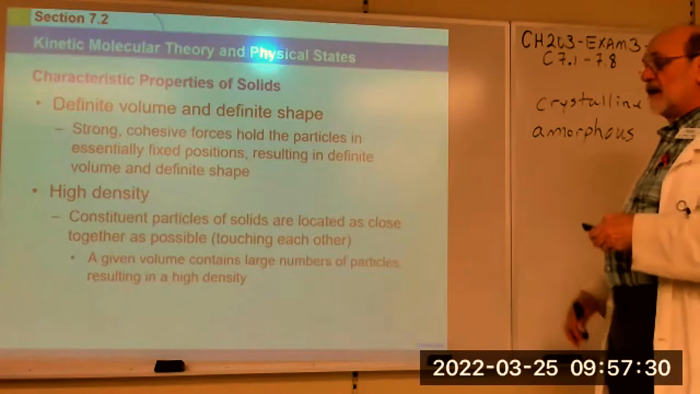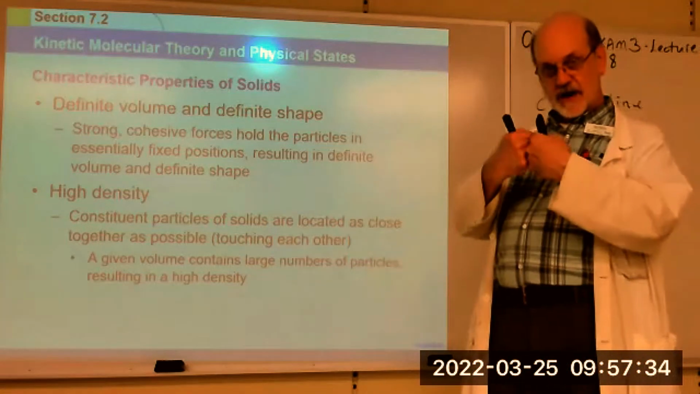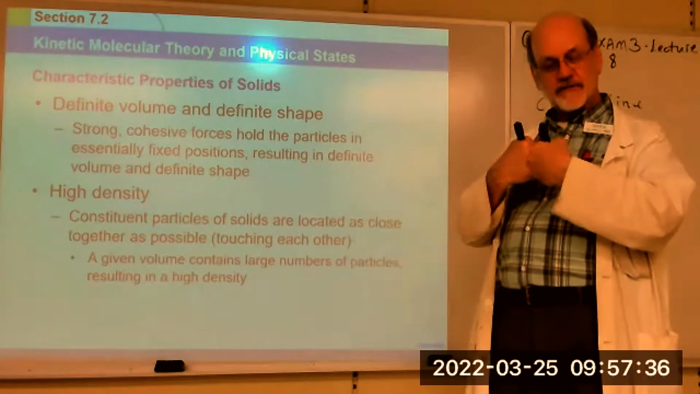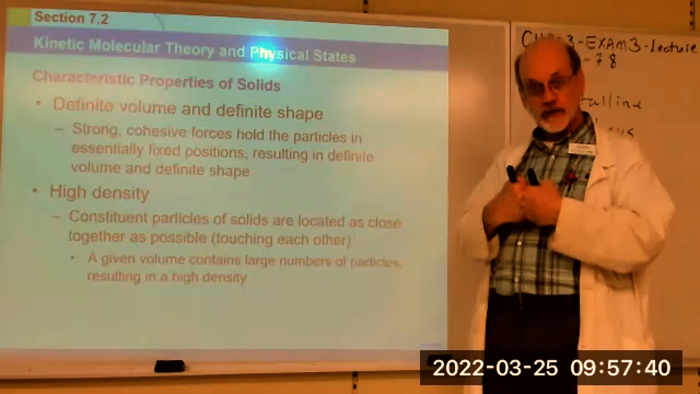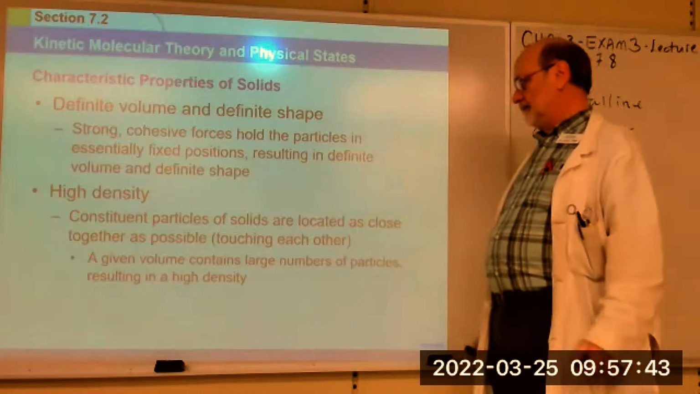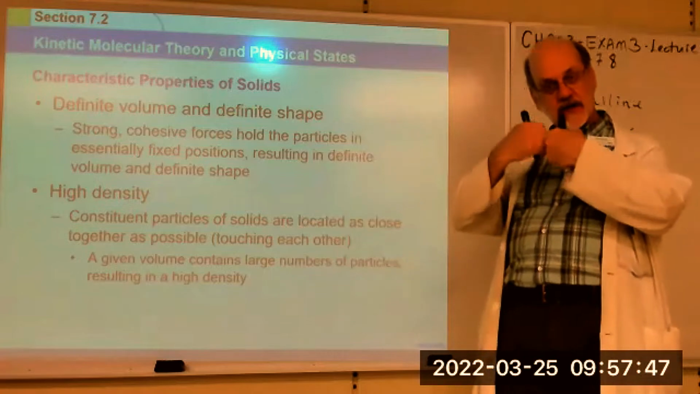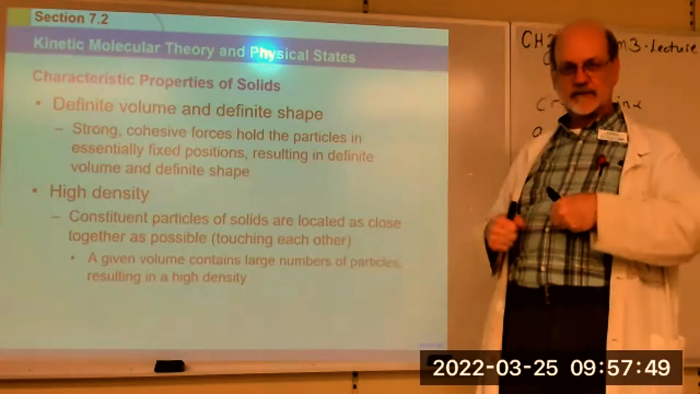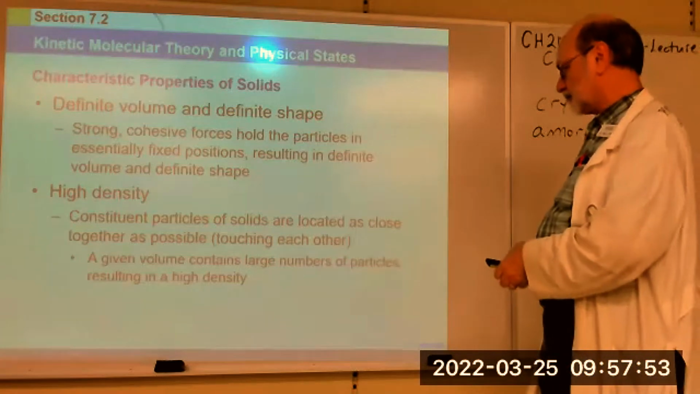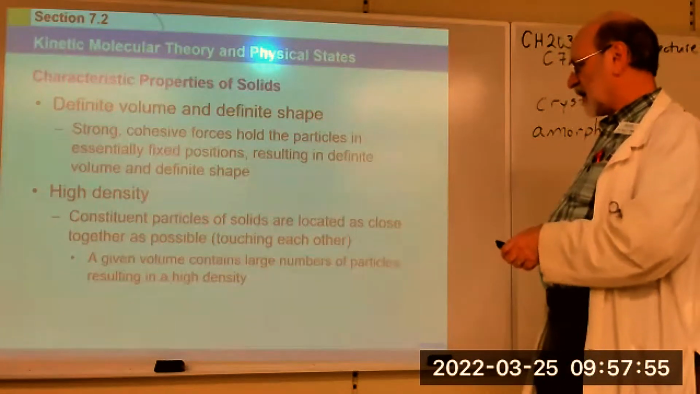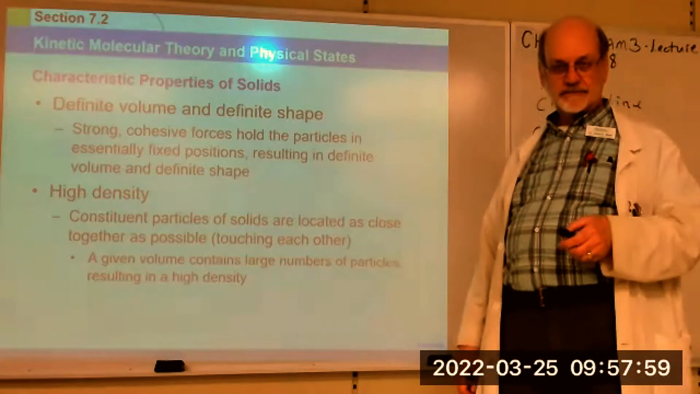So for that reason, solids have a definite volume, right? Because they have strong cohesive forces, and they have a definite shape. They can hold their own shape. And they have a high density because they're drawn close together in this regular structure, or irregular structure, as the case may be. They're located very close together. Many of them are touching.